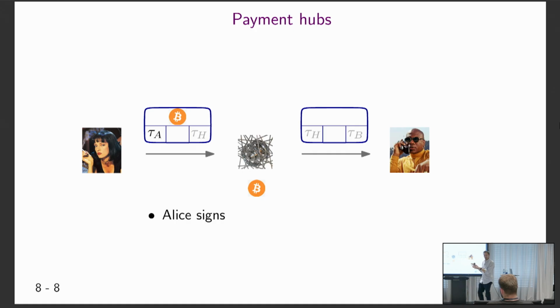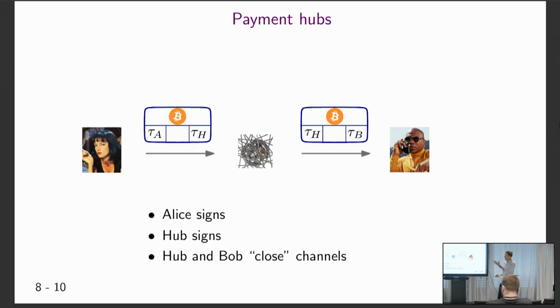The hub doesn't put it on the blockchain yet. And now if Alice wants to pay again, she can just replace this transaction with a higher value, right? So you can constantly send more money by just updating these transactions. Same thing for the hub and Bob. And once the hub actually wants to take the money, it takes the last transaction with the highest value, signs it, and sends it to the blockchain. And that would be a closing of the channel.